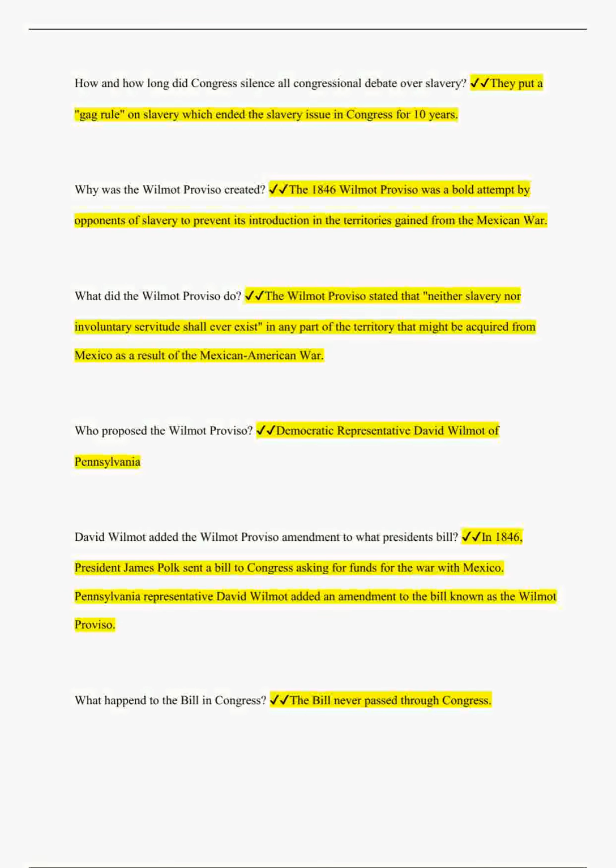Who proposed the Wilmot Proviso? Democratic Representative David Wilmot of Pennsylvania. David Wilmot added the Wilmot Proviso amendment to what president's bill? In 1846, President James Polk sent a bill to Congress asking for funds for the war with Mexico. Pennsylvania Representative David Wilmot added an amendment to the bill known as the Wilmot Proviso. What happened to the bill in Congress? The bill never passed through Congress.